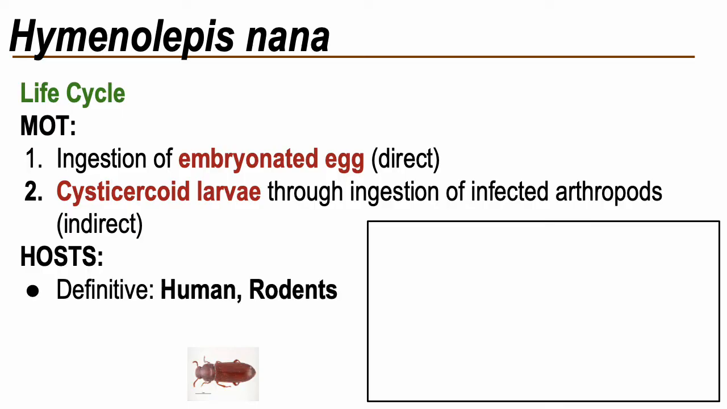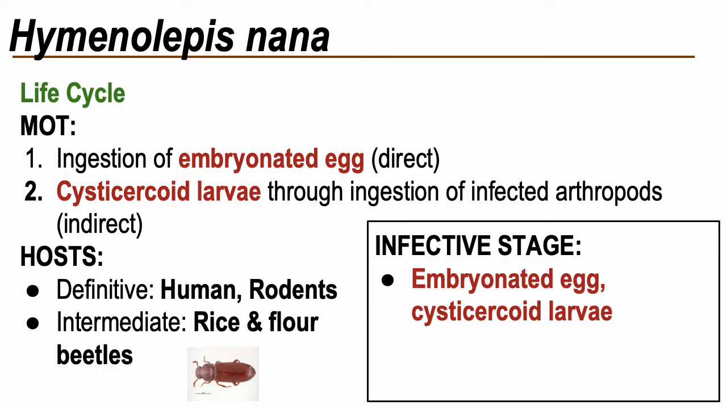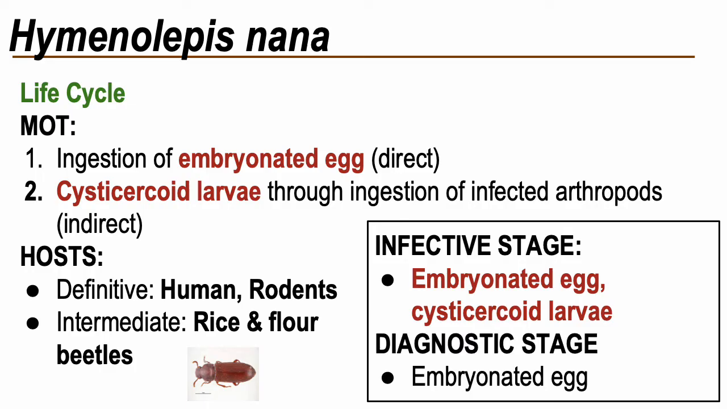For the definitive host, we have humans and rodents, and just like we have discussed a while ago, Hymenolepis nana is the only tapeworm that can complete its life cycle in one single definitive host. That means in humans or rodents, adult worms and larval forms of this parasite may be seen in one single instance, while the intermediate hosts are usually rice and flour beetles. The infective stage, again, is embryonated egg and cysticercoid larvae, and the diagnostic stage is embryonated egg, which are passed down in the stool samples of patients.